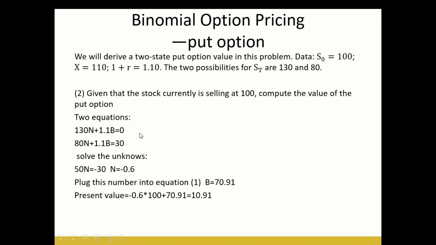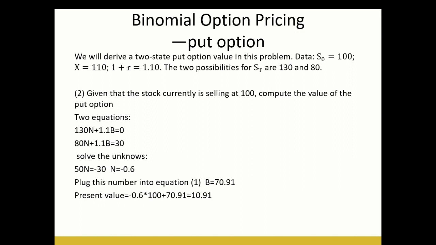So still we can solve it very easily. We subtract equation 2 from equation 1, and we get N is equal to negative 0.6. If we plug this number into equation 1 or equation 2, of course it's easier to plug it into equation 1, you will get B is equal to $70.91. The last step is to get the present value of the twin securities as well as the present value of the put option. So N is a negative number now, negative 0.6 times today's stock price 100, plus B, 70.91. You will get the present value of the put option is $10.91.